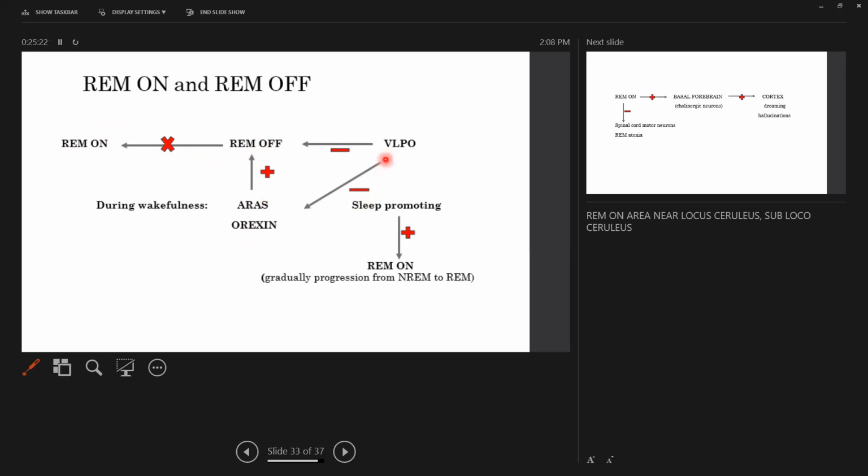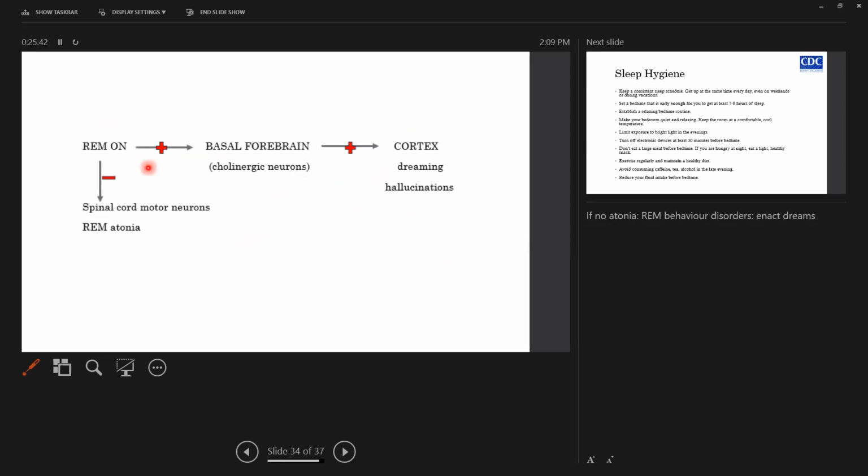No REM sleep. Now during the end of the day, the VLPO basically inhibits these ARAS and orexins, which are wake promoting, and it stimulates REM on. So sleep is promoted, and here wakefulness is promoted. Also, REM on, during sleep, stimulates the basal forebrain cholinergic neurons, and this leads to stimulation of the cortex, and there is dreaming and hallucinations during sleep. Also, the spinal cord motor neurons are inhibited, and this leads to atonia, which is seen in REM sleep.